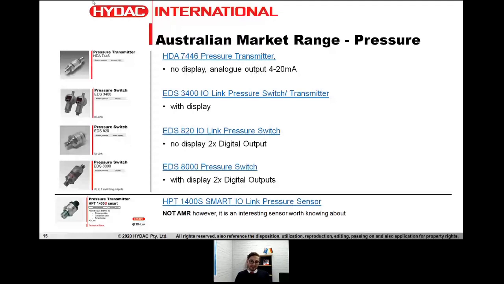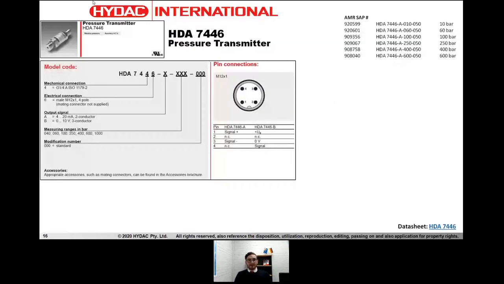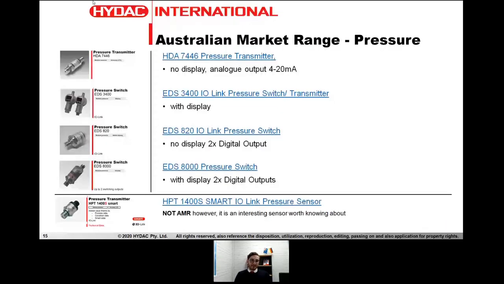We have the EDS 820 IO-Link pressure switch, which has two digital outputs but can also operate as an IO-Link sensor. And we have the EDS 8000 pressure switch with a display and two digital outputs. Then the one sensor I want to go through, which is at the moment not part of our standard stock range, but is quite an interesting and unique sensor for the market with a lot of functionality, is the HPT 1400S, which is our smart IO-Link sensor.